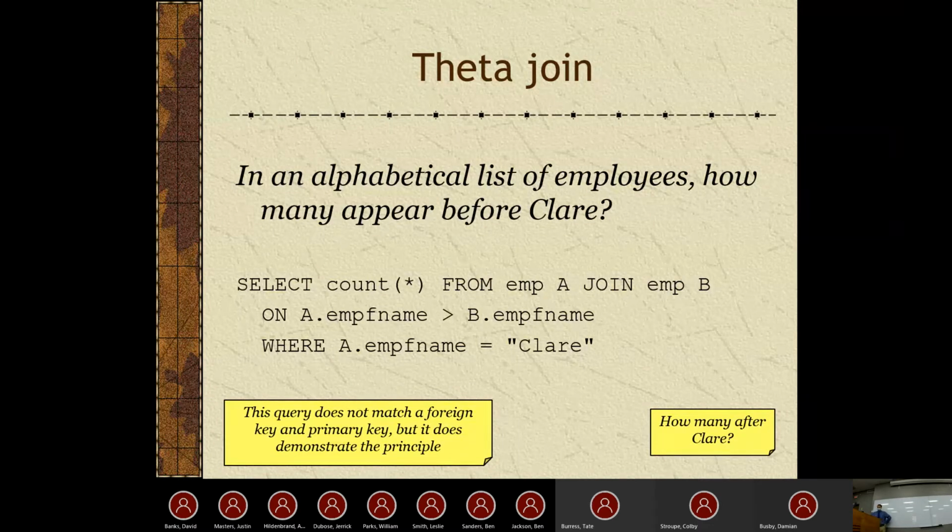So we're just going to select the count because we're only interested in the number. We're not interested in who those people are. From the employee table A, join B on the employee. So there's the condition there. We want to see where the first name is greater than the one inside the second name. And then we're specifying where the first name is equal to Claire. So basically, we're just seeing all the names that are going to be before Claire. We're seeing how many of those there are.